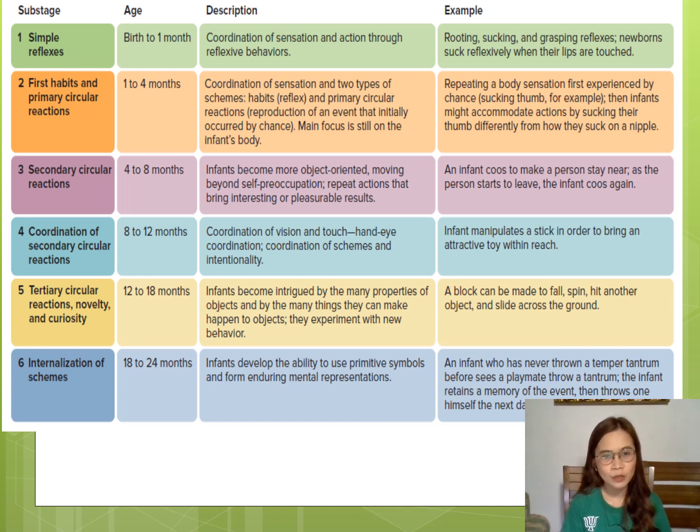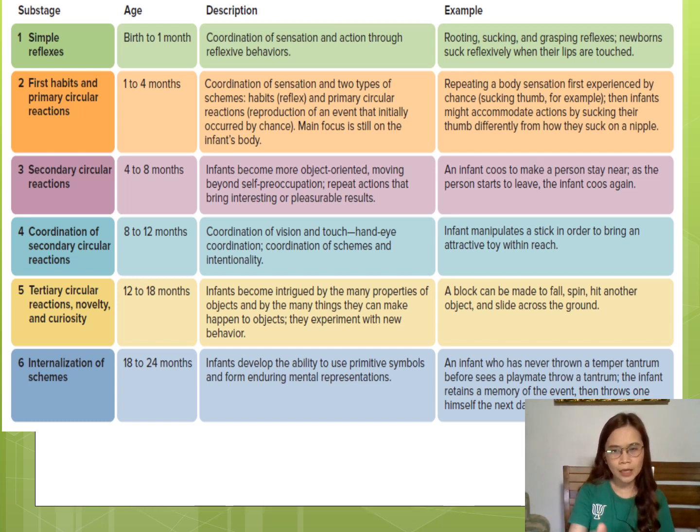Okay? And then 4, substage, coordination of the secondary circular reaction. Yan. So, coordination ng vision and touch, hand-eye coordination. Coordination of schemes and intentionality. So, dito, gumagawa na ng paraan paano makukuha yung object, no, gamit yung kanyang sarili, hindi siya tutulungan ng ibang tao. So, 'di ba sabi nga natin helpless ang mga baby, ang infant. Pero dito, unti-unti natututunan niya na yung hand-eye coordination.